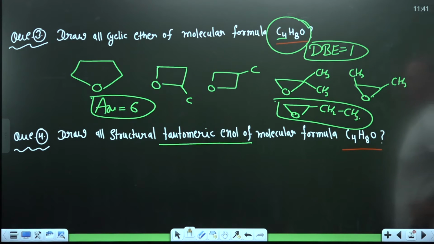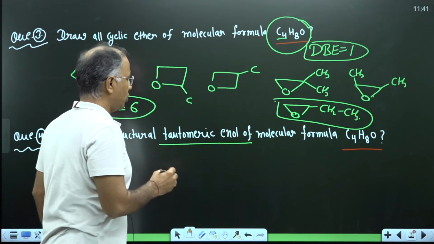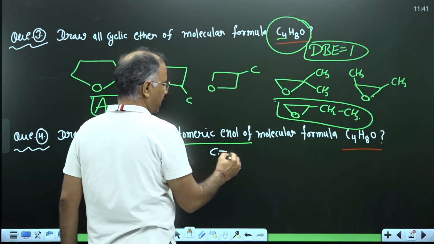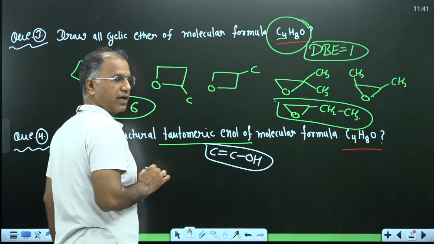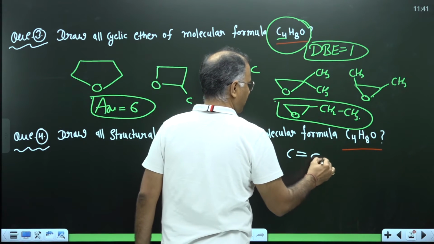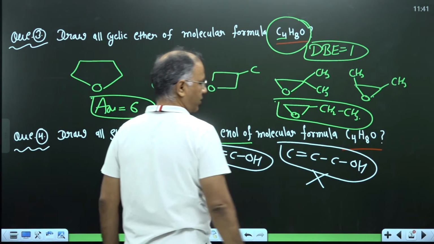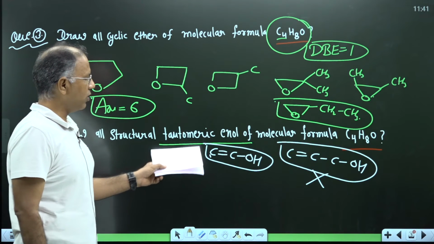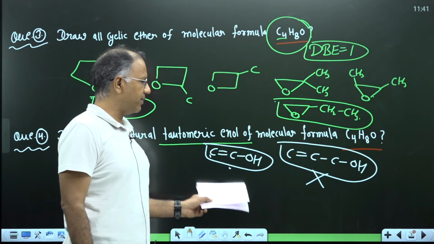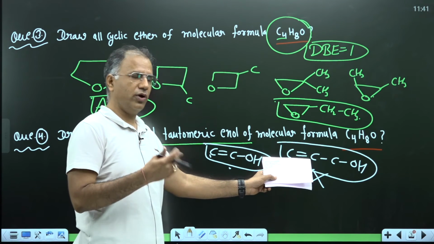Now in the second, you have to draw all structural tautomeric enols. What is the meaning of tautomeric enol? Tautomeric enol means the alkene and alcohol must be in conjugation. This is our tautomeric enol, and this is not a tautomeric enol. Tautomeric enol means it can convert into a tautomer, and for that, the alkene and OH must be on the same carbon. This cannot be converted into a tautomer, ketone or aldehyde.